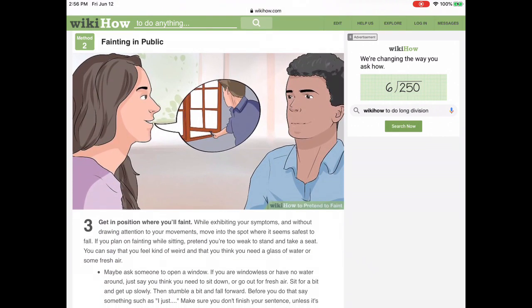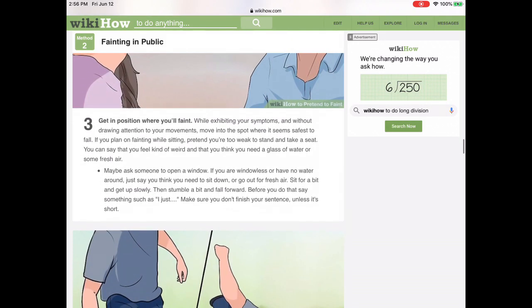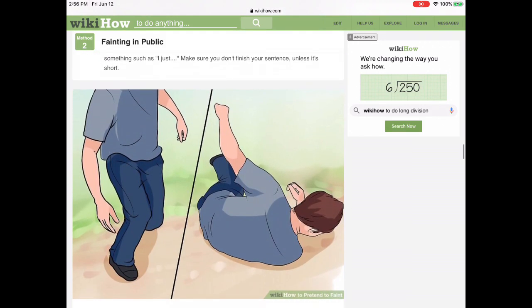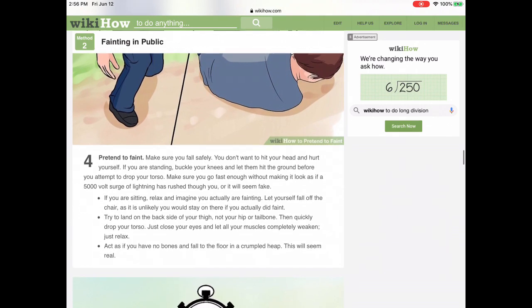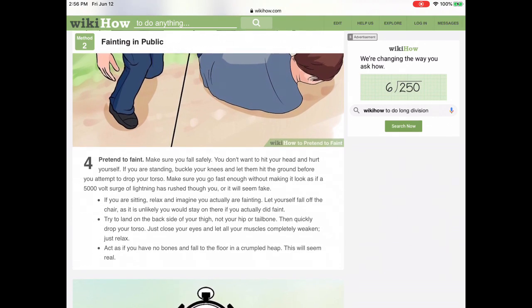Get in a position where you'll faint when exhibiting your symptoms and without drawing any attention to your movements. Move on to the spot where it seems safest to fall. If you plan on fainting while sitting, pretend you're too weak to stand and take a seat. Okay. Pretend to faint. Finally, we're getting onto the good stuff.